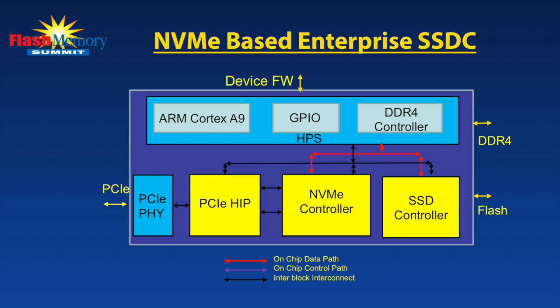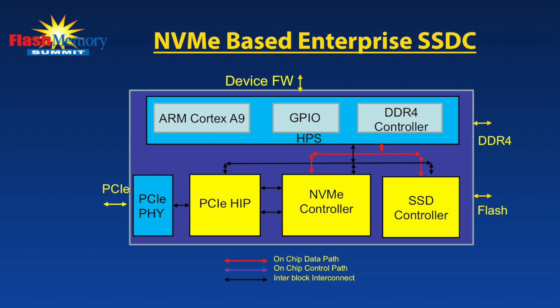And since it's an NVMe-based design, of course, you have a PCI Express hard IP. This is provided in the Arria 10 part. It provides the connectivity to the host running the NVMe driver. Then you have the NVMe controller, which is an IP component that sits in the middle. And of course, the flash-specific controller, again shown as a block which has a lot of components within it to address flash.